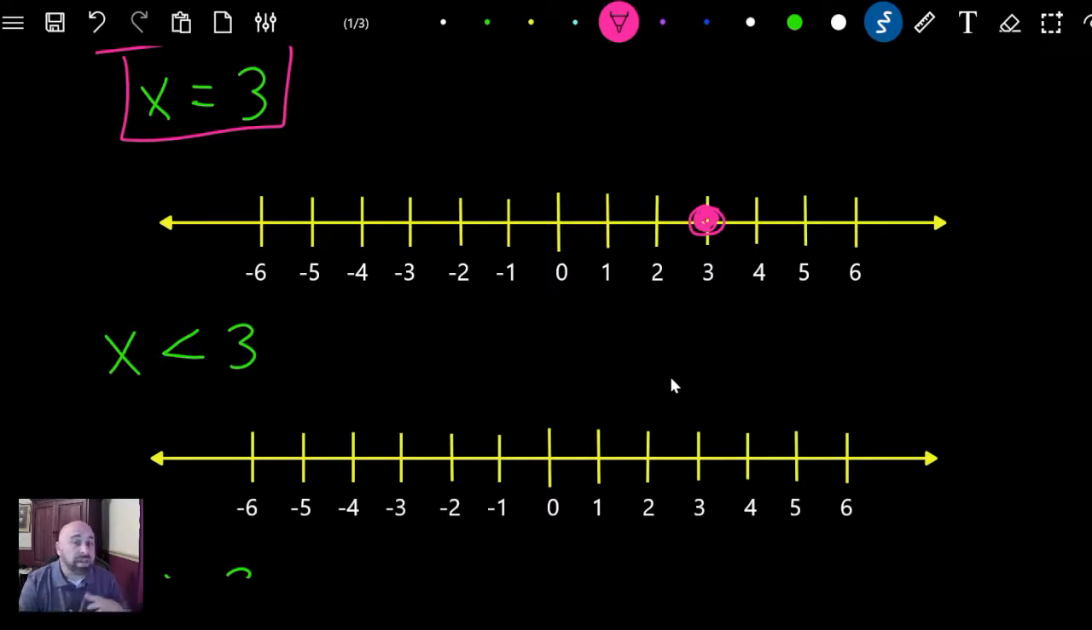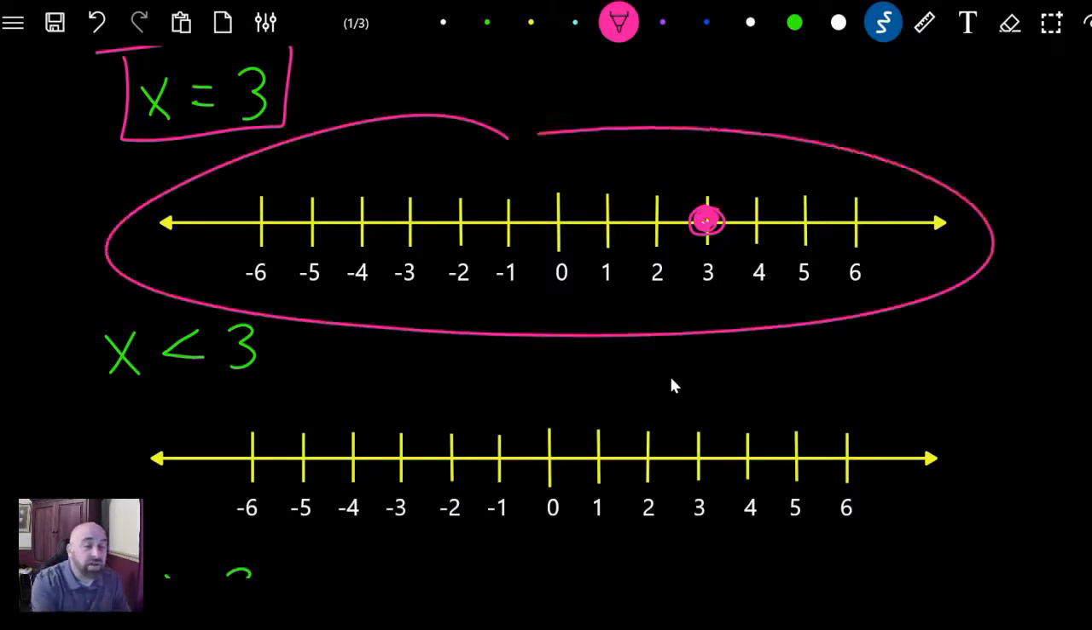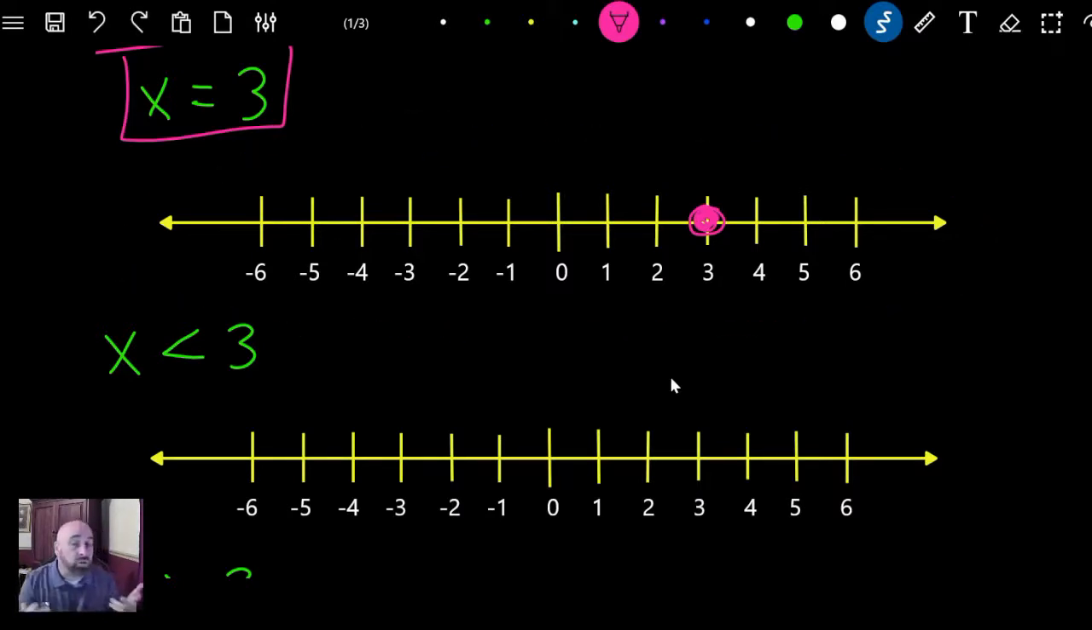Maybe you have to be 3 years old to be in a certain class in church or Sunday school. You have to be a 3-year-old. Nobody younger can be in the class. Nobody older can be in the class. You have to be 3. Well, that's what this graph would show, that only 3-year-olds are allowed in that class.